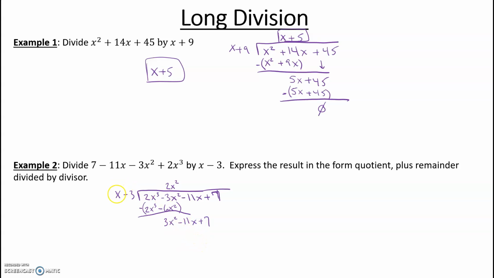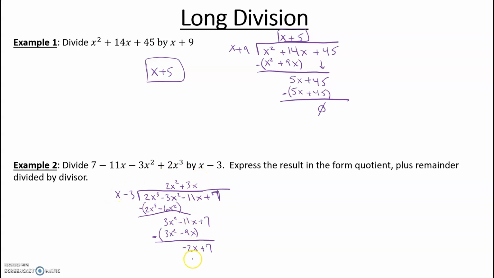And do it again. X times what gets me 3x squared? So it's a positive 3x. Distribute. 3x times x gets me 3x squared. Again, those should always match up so they cancel for you. 3x times negative 3 is negative 9x. And remember, you're subtracting that whole row. So those cancel out. Negative 11 minus negative becomes plus 9. Negative 11 plus 9 leaves me with negative 2x. Drop down that 7. And we get to do it one more time.